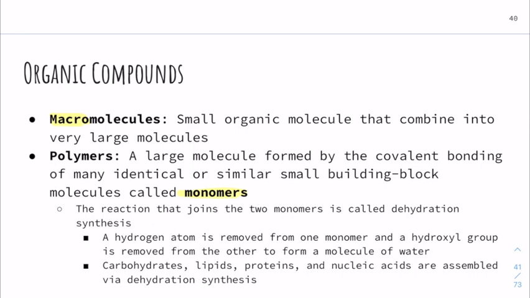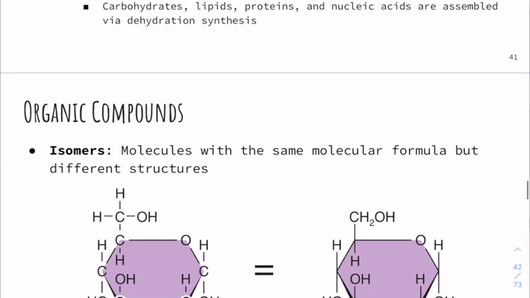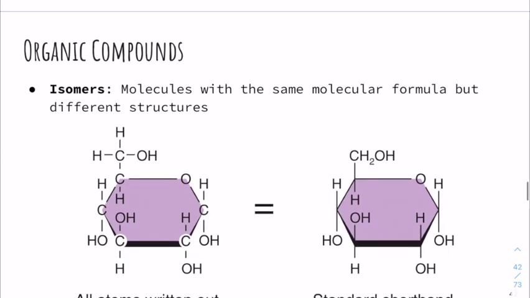So here are some really good examples of isomers. Isomers are molecules with the same molecular formula but different structures. This gives us the many different types of sugars. They all have the same molecular formula, but the structures are all different.